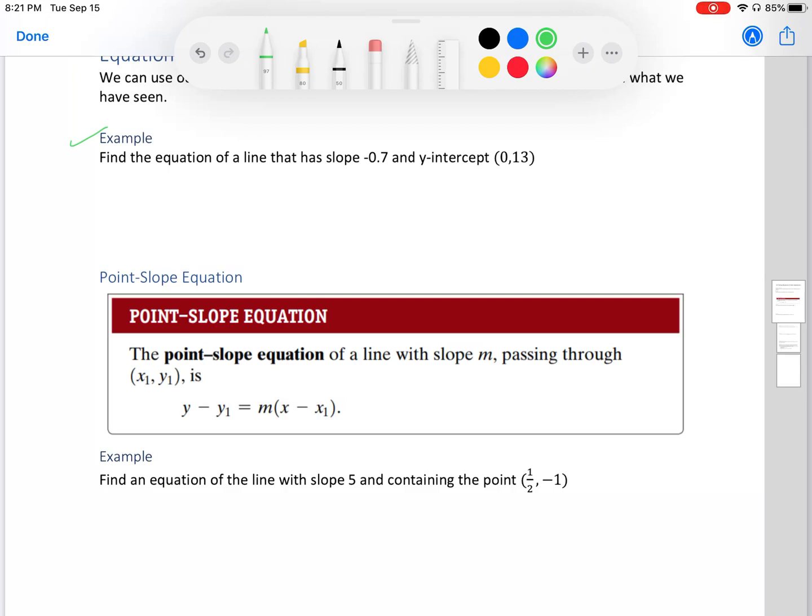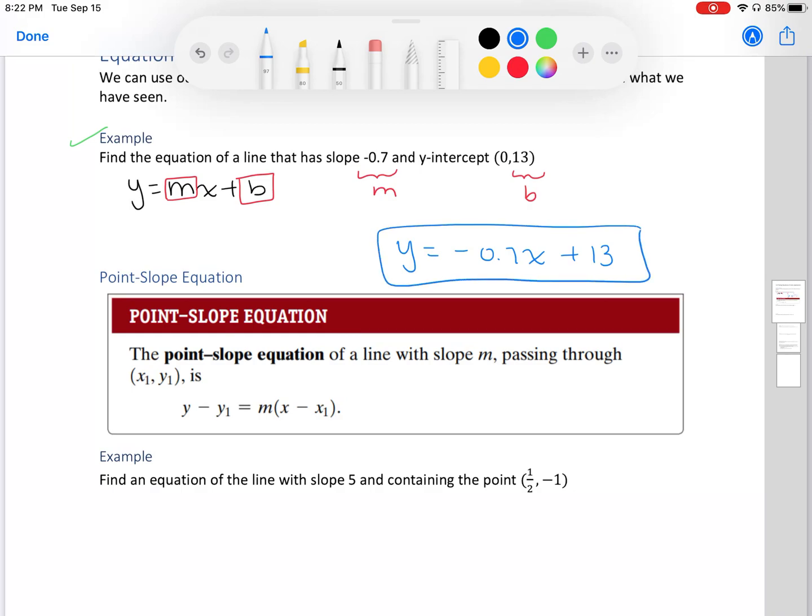Well, we haven't talked about how to go from a slope and a y-intercept to an equation, but we know an equation that labels and highlights the y-intercept and the slope. We have y equals mx plus b. And if from that equation we can easily pick out our slope and our y-intercept, then why can't we go from our slope and y-intercept to an equation? Well, we can. This is our slope, and that 13 will be our y-intercept. So our answer would be y is equal to negative 0.7x plus 13. And that is our answer.